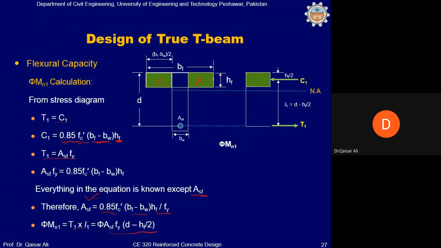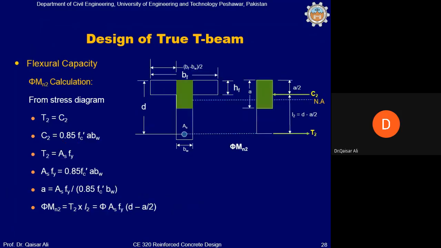Now, because the compression block resultant is here, this total is hf. This will be d minus hf divided by 2 for phi Mn1. For phi Mn2, this is the rectangular compression block. This will be just like the design of a rectangular beam.